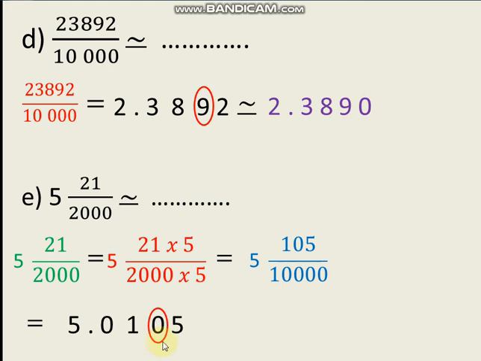Approximate to the nearest thousandth. Put a circle around the thousandth. The thousandth here is 0. Look at the right, it's 5. We said before that if the digit is 5 or more than 5, replace it by 0 and add 1 to the thousandth. So the result will be 5.011.